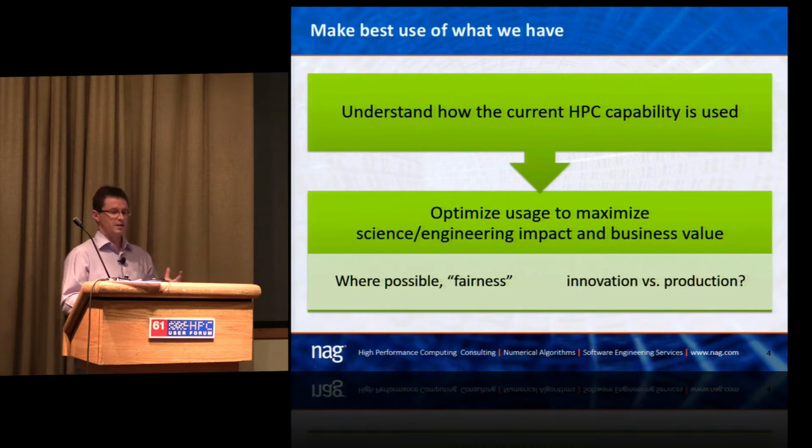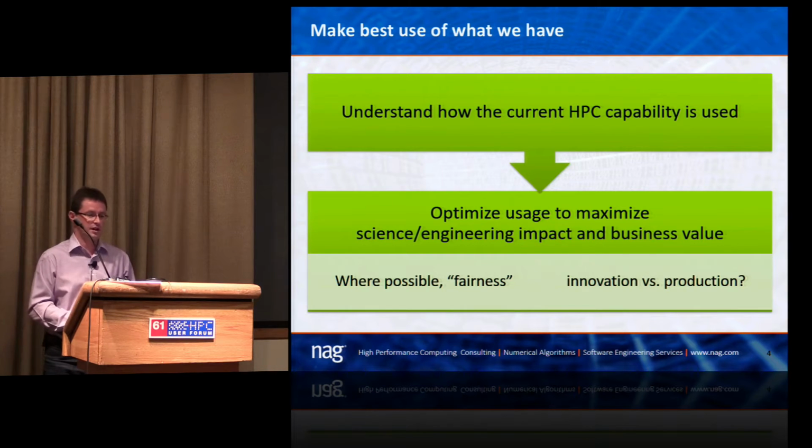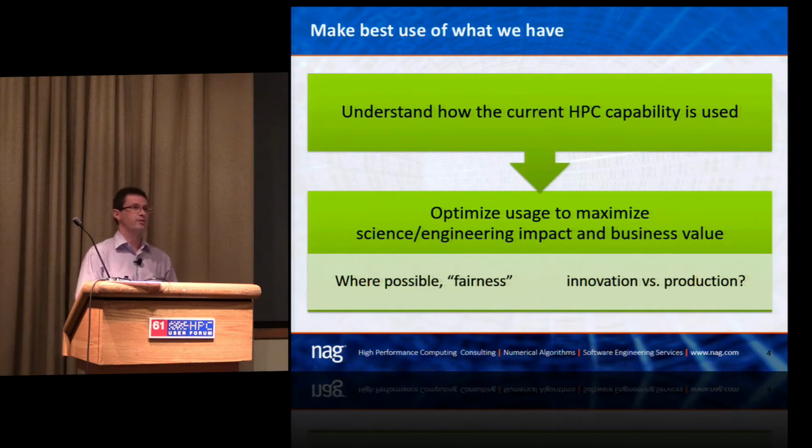So looking at making the best use of what we have, you measure the system, how the system's used, you measure the service around it, the people, the support infrastructures, and all the rest of it, so that you can understand how the current HPC capability is used, both in pure utilization terms and so on, but also in terms of how it generates value for the business, so that you can optimize the usage of that facility, optimize the usage of that HPC service to maximize its impact on either science and engineering or business value or research or whatever the appropriate goal or metric of your organization is.